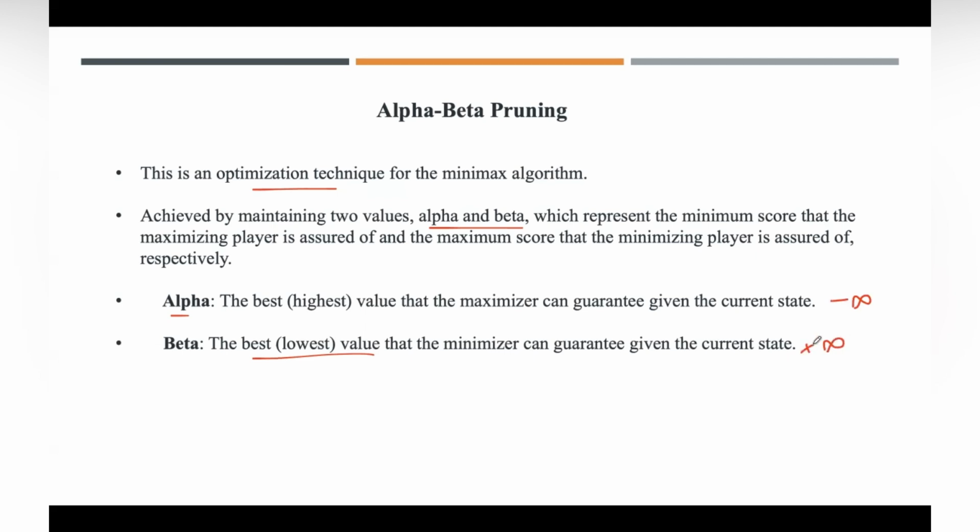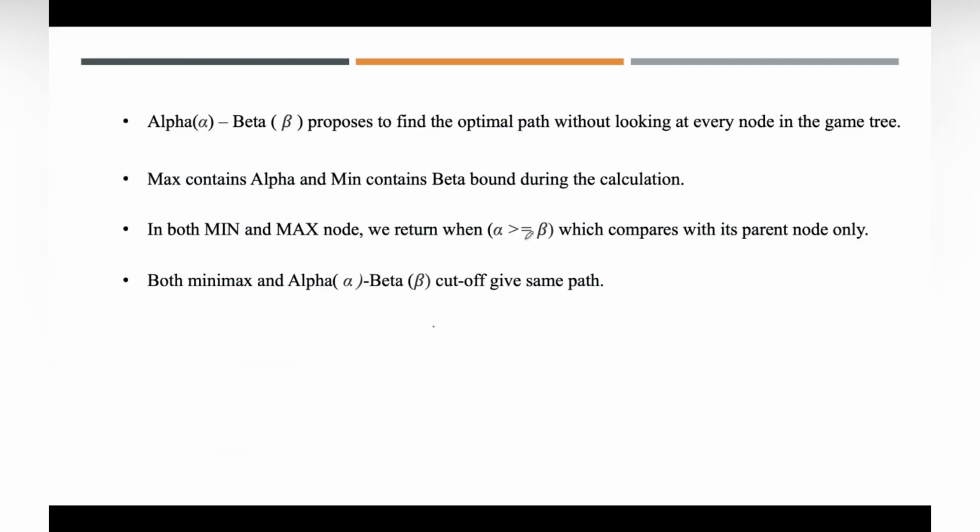Alpha beta pruning returns the same move as the standard algorithm does, but it removes all the nodes which are not really affecting the final decision but making the algorithm slow. So by pruning these nodes, it makes the algorithm fast. These are a few important points in alpha beta pruning. This method is used in order to find the optimal path without looking into each and every node in the tree. And max always contains alpha, whereas min contains beta values. In both min and max nodes, we'll check the alpha and beta values.